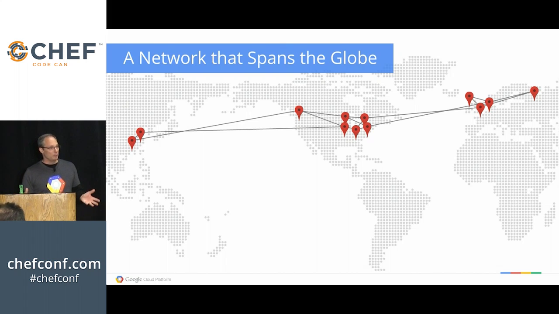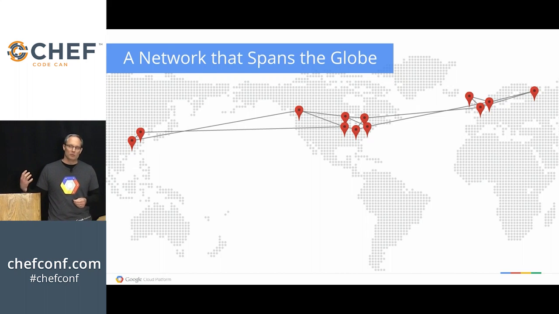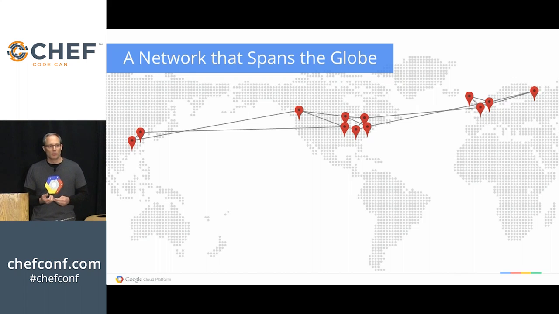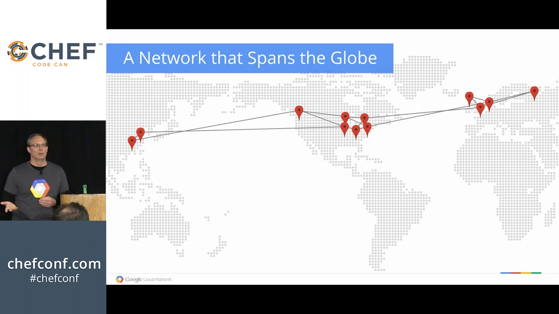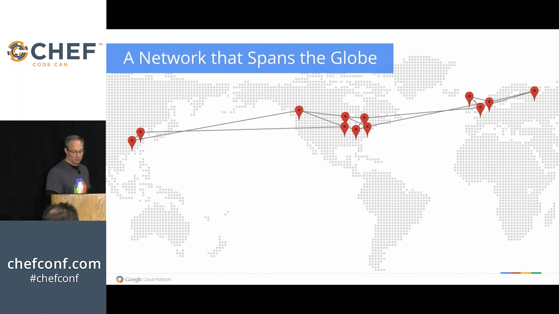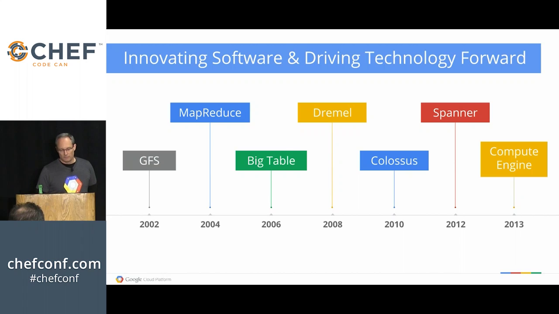We have a network that spans the entire globe. And one of the advantages that we have where we take advantage of the network is we'll try and get users onto our network as quickly as possible. So wherever you're located, we're going to get you onto our backbone so that you've got low latency, high bandwidth access to cloud services that we sell.